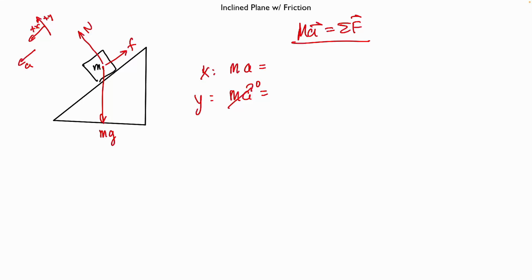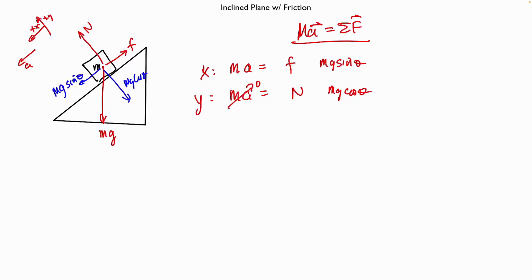Okay, so we got components, right? What's this one going to be? We've done it like 3 times now. Sine. What's this one going to be? Cosine. You can go back and look at the other diagrams for the angles. That didn't change, right? How many forces are there in the x direction? Two. They are F and mg sine theta. In the y direction, how many forces are there? Looks like 2: N and mg cosine theta.